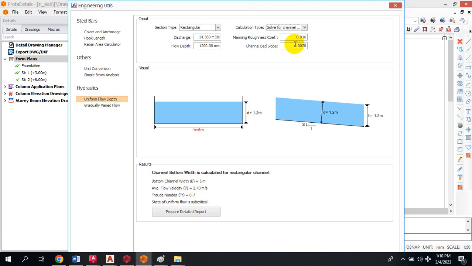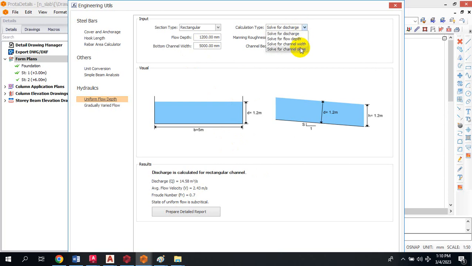So similarly, for every other calculation you want to achieve, if you want to know the width of that particular channel, just type in the discharge. If you know your discharge and you already know the flow depth, which is 1.2, automatically you can see it brings you back to that 5 meter width which we got from the beginning.